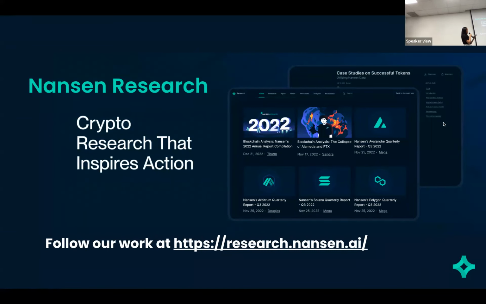So research is one of our newest offerings for our Nansen sub. Previously, it was more focused towards Alpha, which is our highest tier of subscription. I'll go more into that later. But right now we are having research for standard and VIP users as well. And we also have freemium articles like the ones shown in the picture.